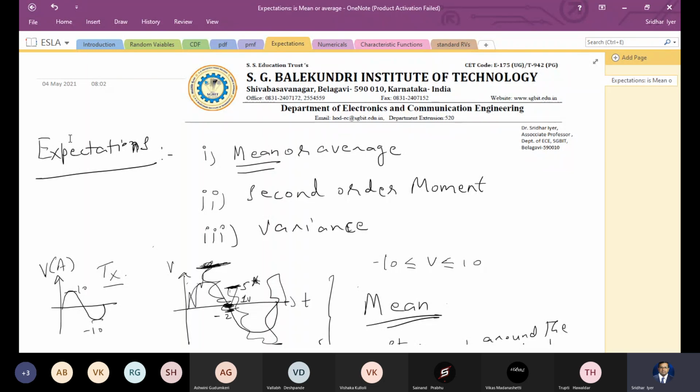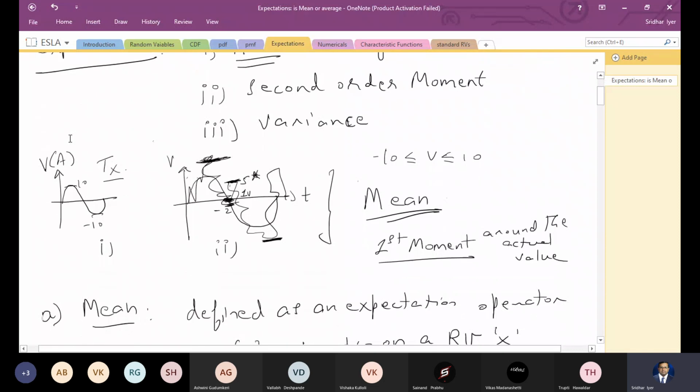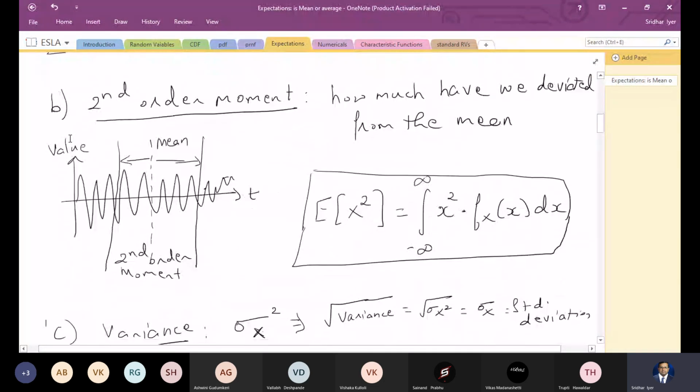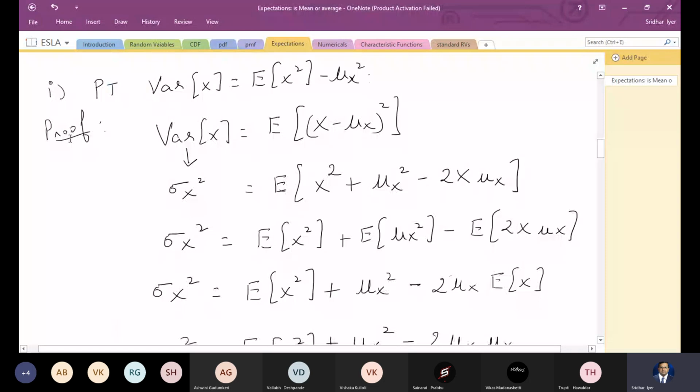Then we have moved to expectations of the random variable, where we have found the mean, the second order moment, and the variance. The mean is the first order moment, then you have the second order moment, and then you have the variance, which is related to the mean and the second order moment. And then we have seen how we can find the mean, how we can find the second order moment, and then how we can find the variance.